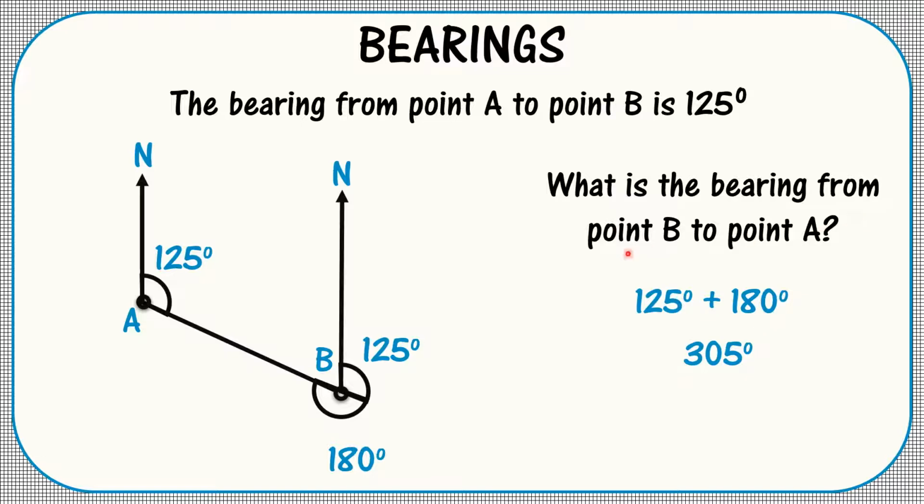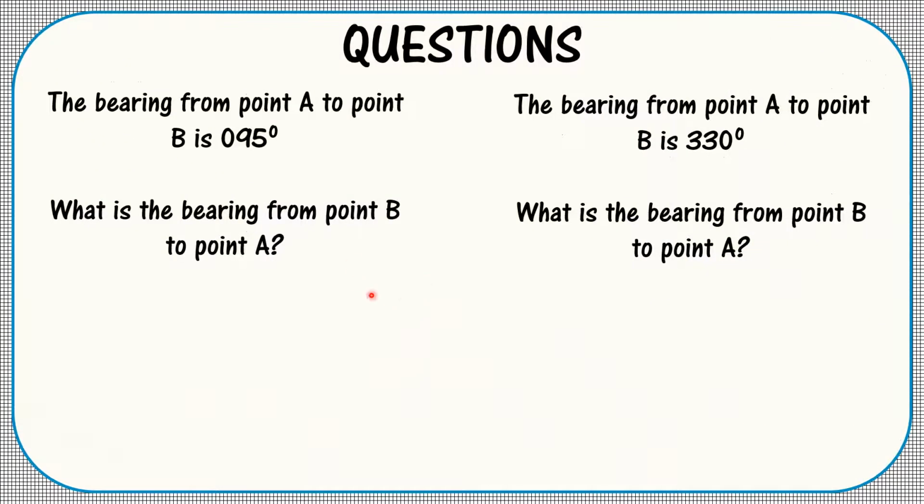So what is the bearing from point B to point A? The answer is 305 degrees, and as this is a three-figured bearing already, we do not need to do anything to change it. Here are a few questions for you to attempt. Please make sure to read the questions carefully, and we'll go through the answers on the next slide.